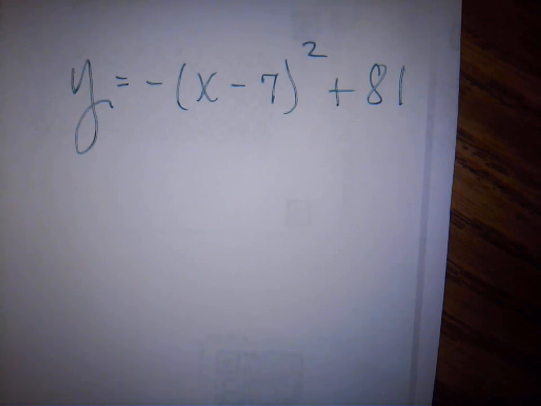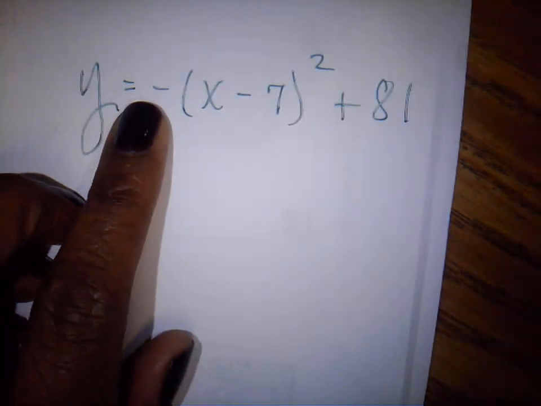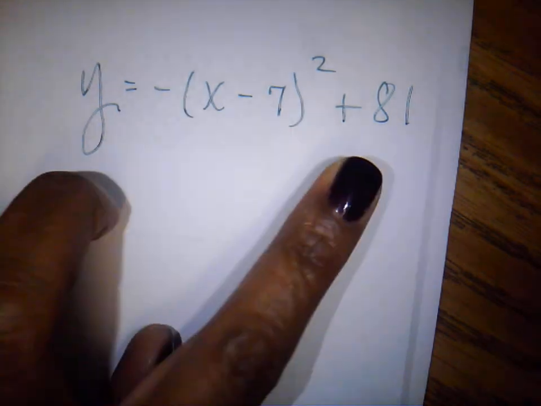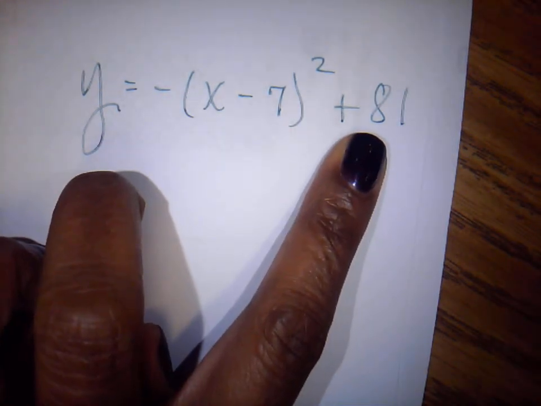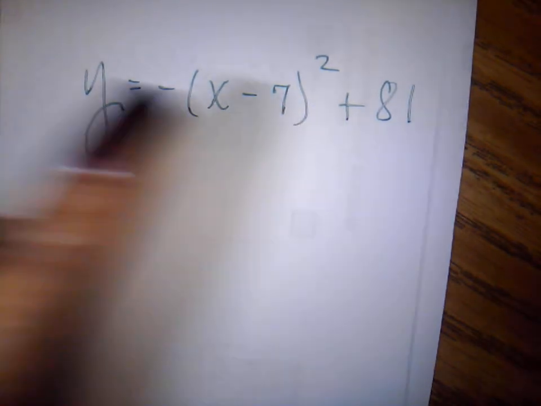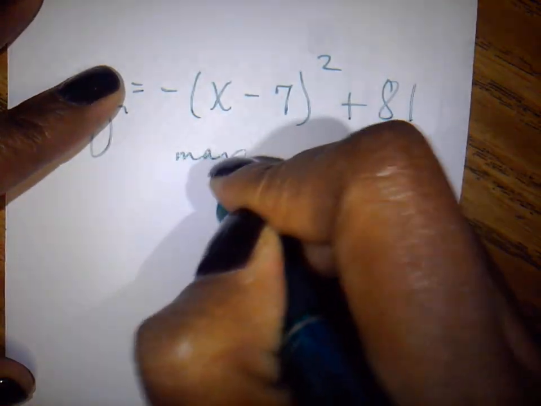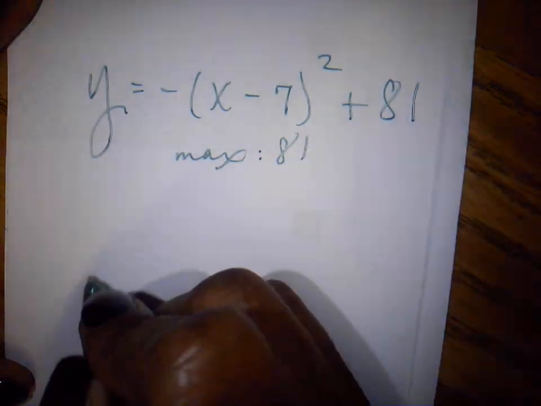Come on, talk to me. How do you know it's pointed downward? The A is negative, okay? Therefore, there's going to be a peak, there's going to be a highest point, and the highest point is going to be whatever number sits here. Does that make sense? Okay? So it's going to be a max at 81.